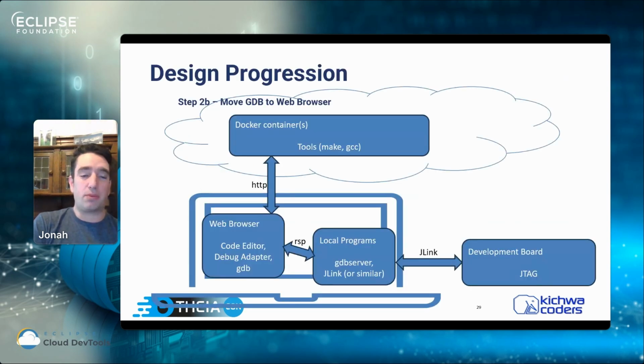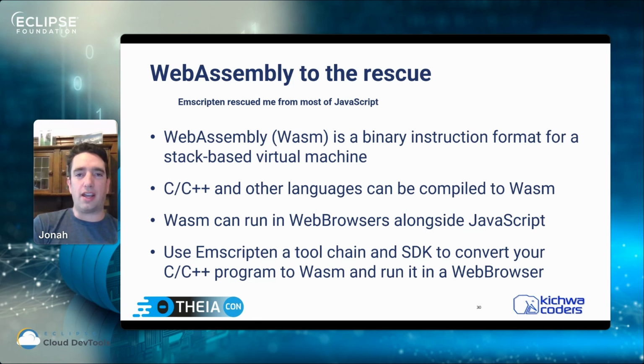So as a next step, let's move a little bit more into the browser. The next one we moved in is GDB: let's put GDB in there and have GDB speak to GDB server using a WebSocket, speaking its RSP protocol. And this is where I get to quickly run away from JavaScript again, because GDB, written in C and C++, isn't strictly JavaScript compatible. But by using WebAssembly, we can get there.